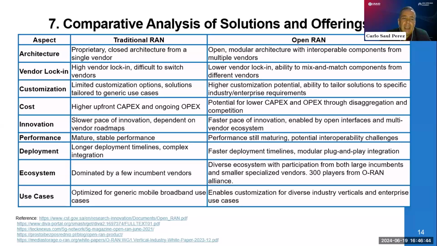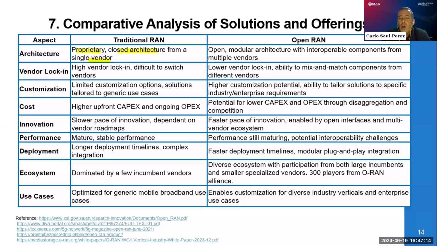For example, in the architecture, in the traditional RAN, we have only one provider. I mean, a closed architecture from a single vendor. Usually, the operator has maybe one or two players per country, dividing the country in regions, and in each region they have only one provider. For example, in one region they have Ericsson, in another part they have Nokia.